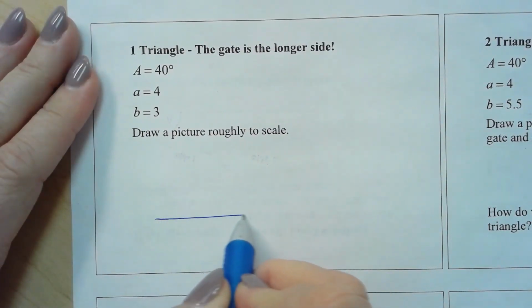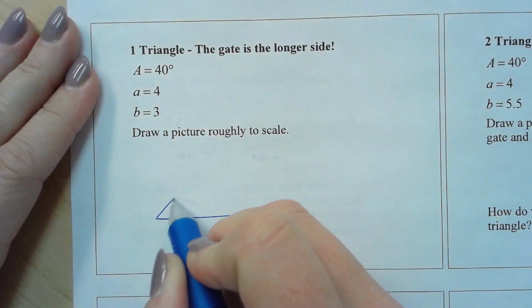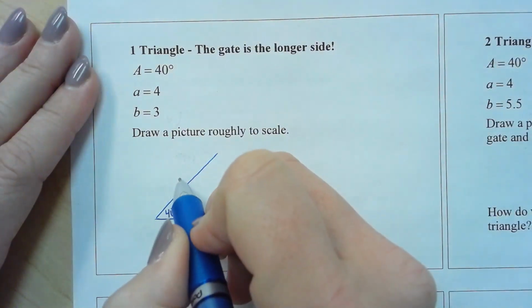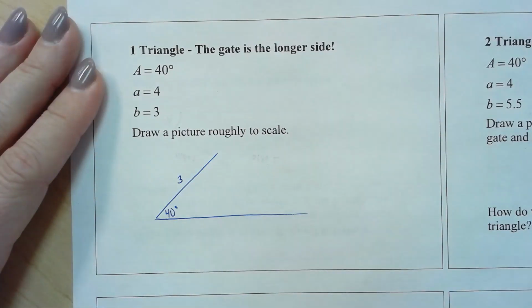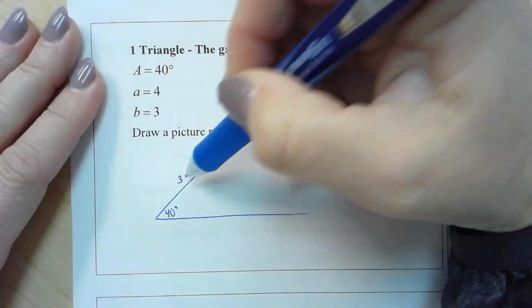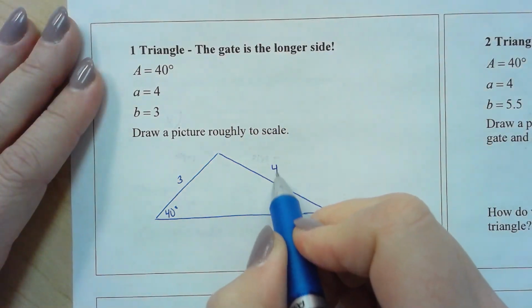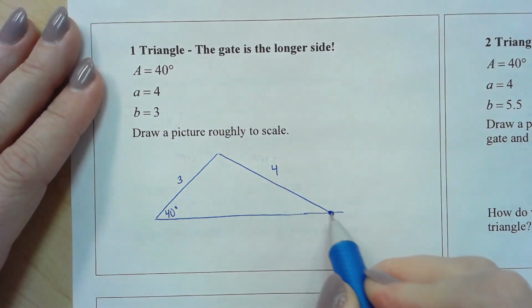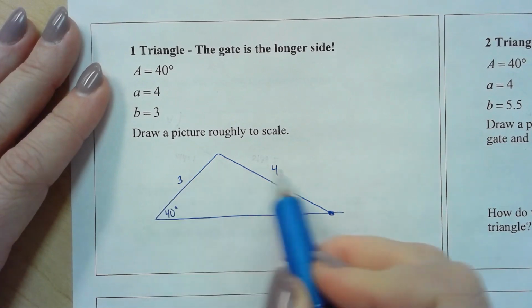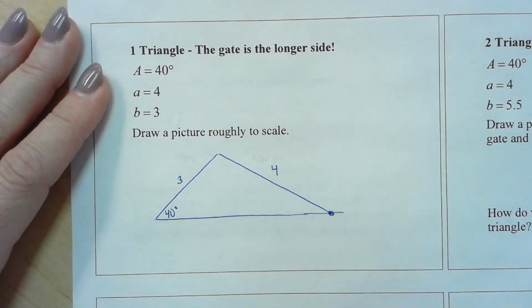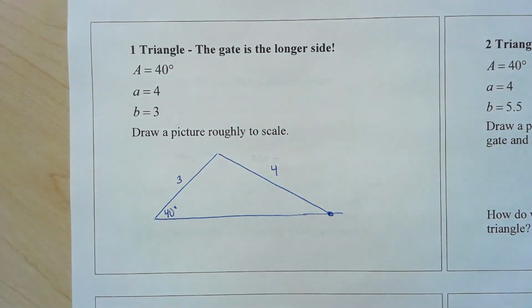So we've got our ground, we've got our 40-degree angle. We've said B is 3 now. I know it looks like the same size when I drew it was 8. And this side needs to be longer than that, so I'm going to really exaggerate it over here. Right, and it's going to hit the ground way over here. So the gate is the longer of the two sides, one triangle. That's the case I've been giving you for the last few days when we use the law of sines because it didn't create any problems.